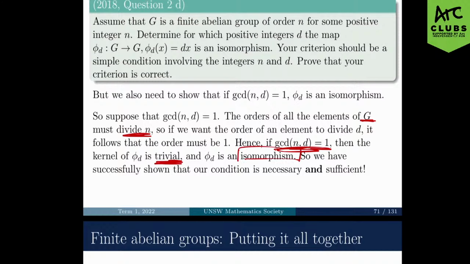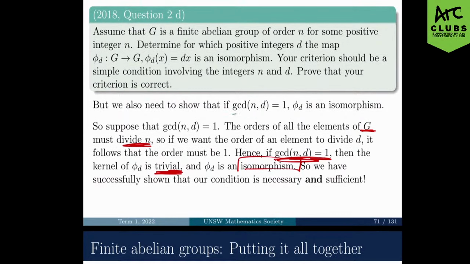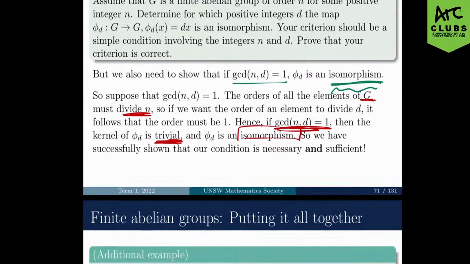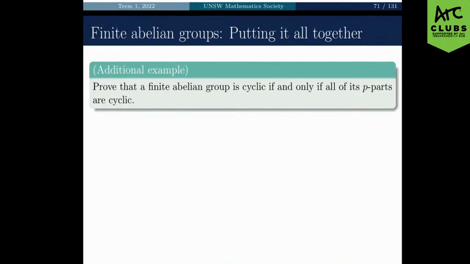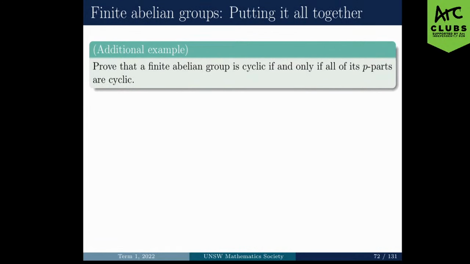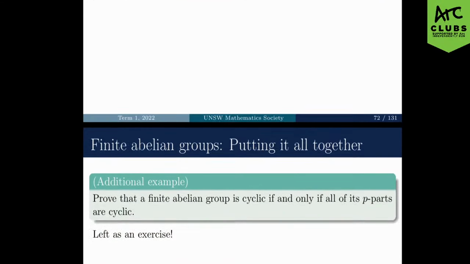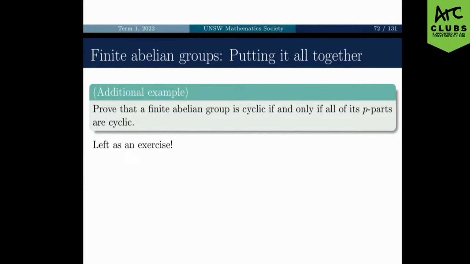So basically we've shown both of the directions. We've shown that if it is equal to 1, it's an isomorphism, and if it's not equal to 1, it's not an isomorphism. Cool. We don't have time for this, but it's an interesting question, and we will leave it as an exercise, because it's quite a nice question to try.